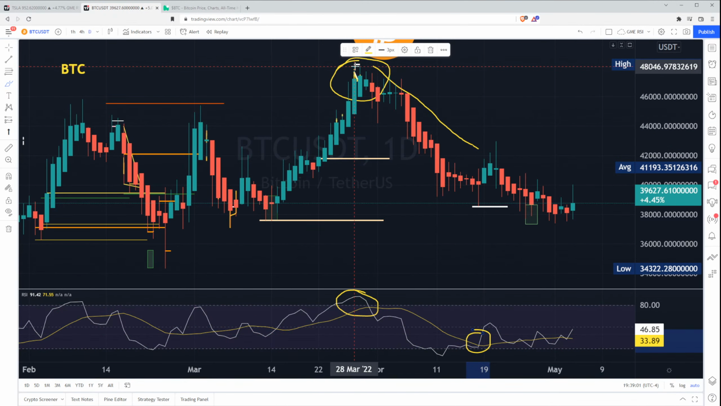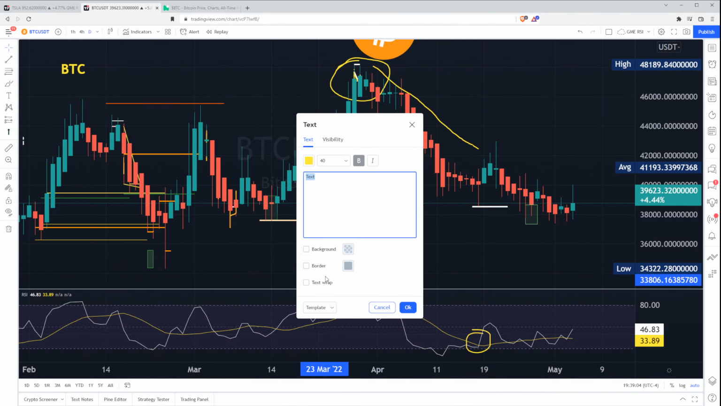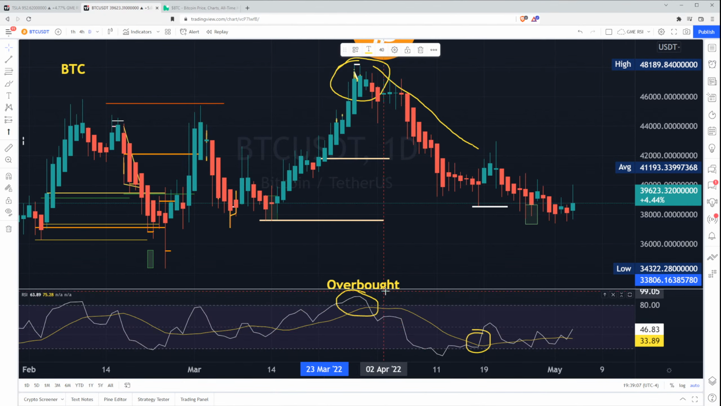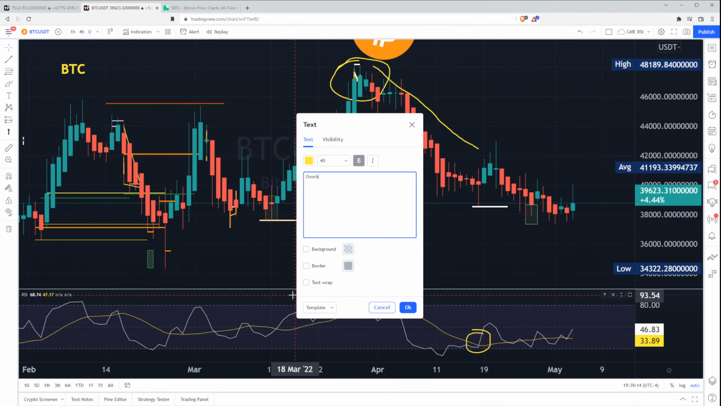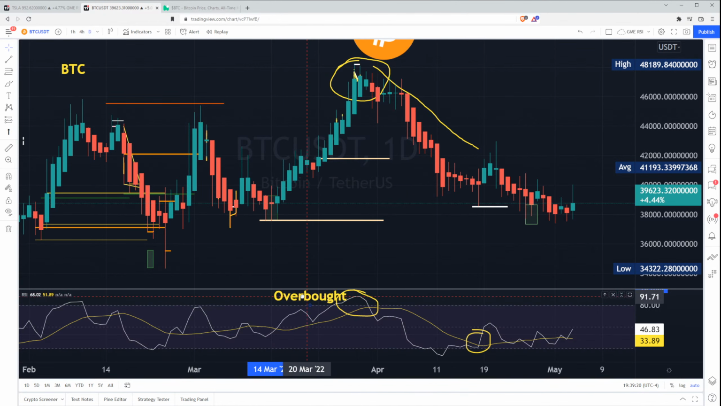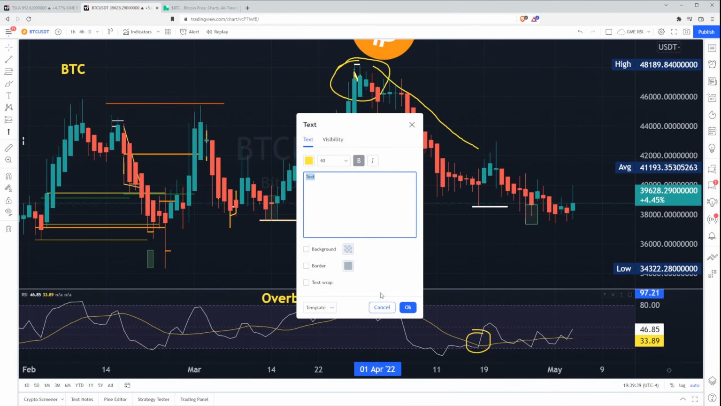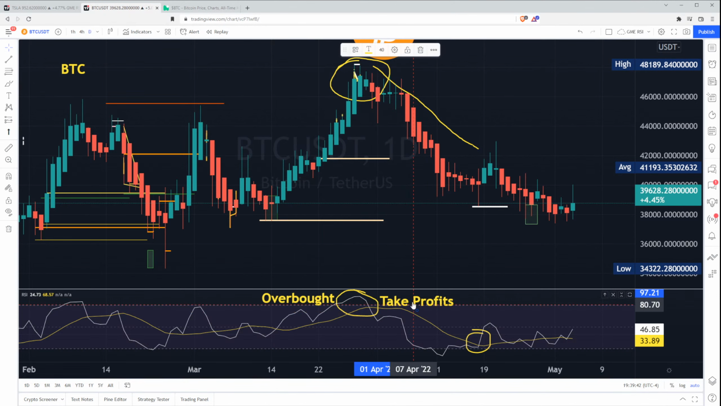And Bitcoin was around $48,000 when we were overbought. Let me put this on overbought. So basically Bitcoin's overbought during this time up here at the top. And if your Bitcoin is overbought at the top on the daily RSI, that means it doesn't really have much room to go up. Usually you're going to have sell pressure, so you don't want to enter a position right here. This is where you take profits. So you take profits when the RSI is that high. You take profits when the RSI is up there.